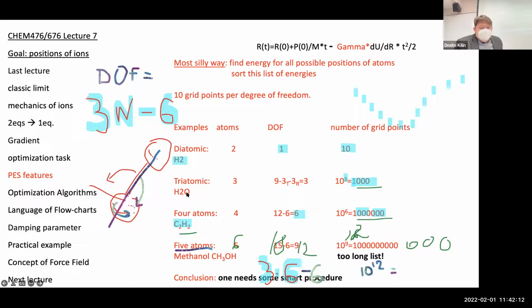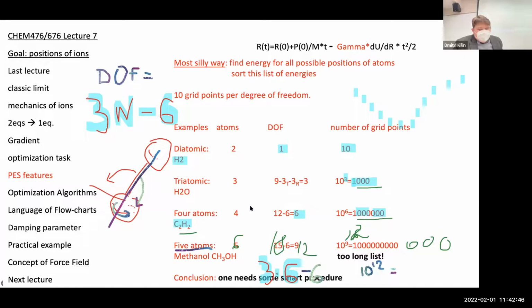Then for triatomic, like for a water molecule, there are 3 atoms, and the number of degrees of freedom is counted as 3 times the number of atoms minus 3 translational minus 3 rotational, which will be 3. So if you have 3 independent degrees of freedom, then the total number of grid points will be grid points per 1 degree of freedom to the power of the number of degrees of freedom. So like 1,000 grid points. It's also easily doable by Excel, right?